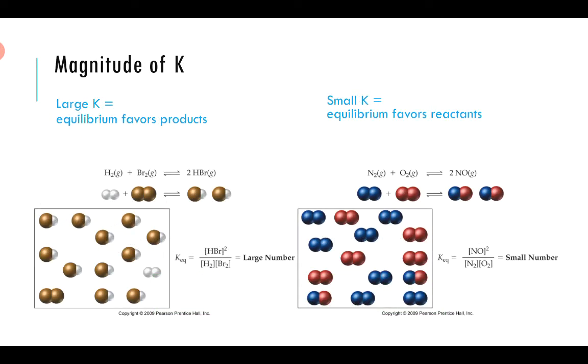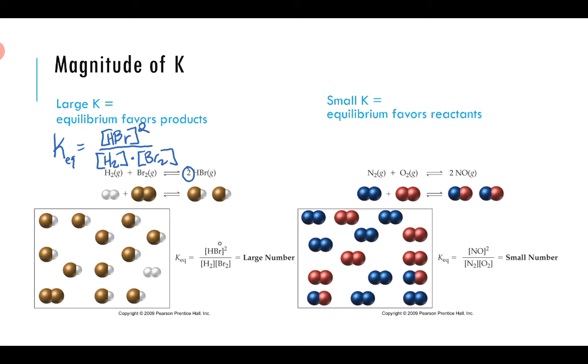So here's some examples of our equilibrium constant. If we look at this balanced chemical equation, then our equilibrium constant is equal to my products, which is HBr, over my reactants, which is H2 and Br2. And since this has a 2 coefficient, then that value is squared. And those are multiplied together.